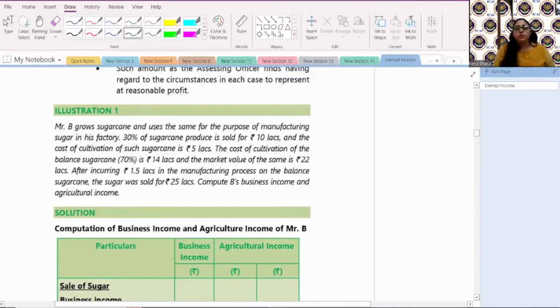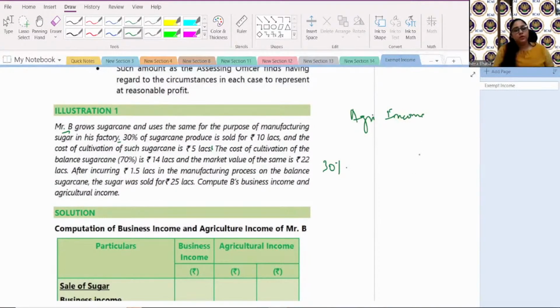Mr. B grows sugarcane and uses the same for the purposes of manufacturing sugar in his factory. Now, what is Mr. B doing? He produces sugarcane and uses it in his factory for producing the sugar. 30% of the sugarcane produced is sold for 10 lakhs and the cost of cultivation of such sugarcane is 5 lakhs. Now, this 30% produce is selling for 10 lakhs, the cost of cultivation is 5 lakhs. So, if I talk about agricultural income, one is this 30% which is sold as it is.